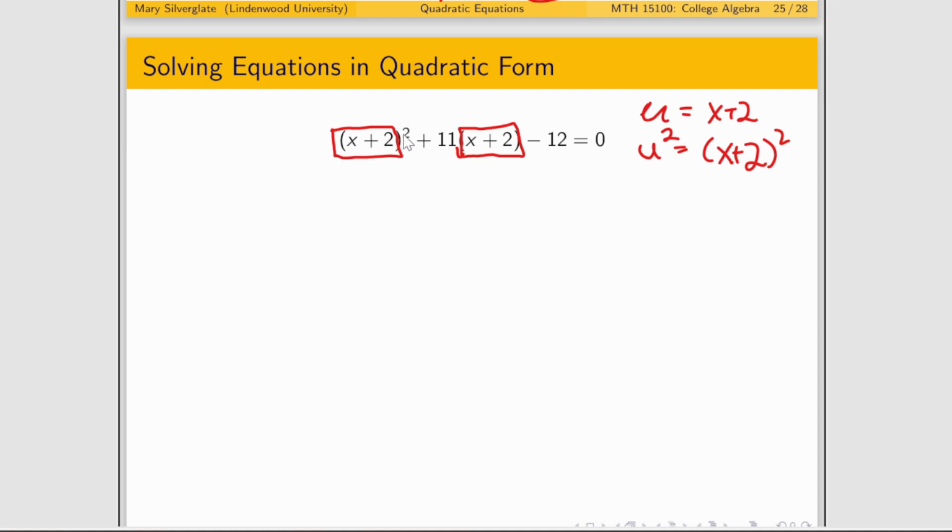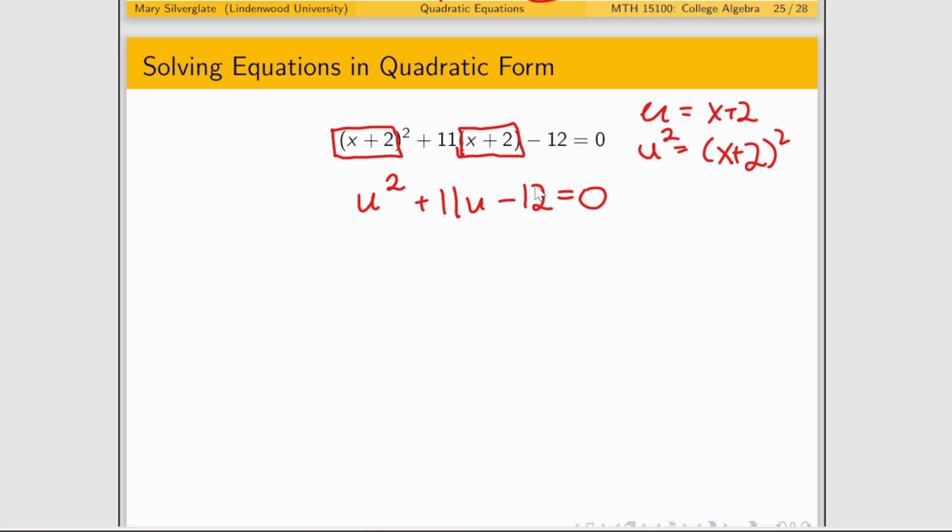So this first thing, the whole thing x plus 2 squared, that's equal to u squared. 11 times this parentheses x plus 2, well, that's just 11u. And then you drop down everything else. Now you factor in terms of u. So here there's no leading coefficient in front of the u squared. That's super nice. That makes my factoring a little bit simpler.